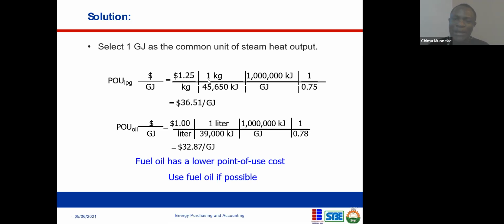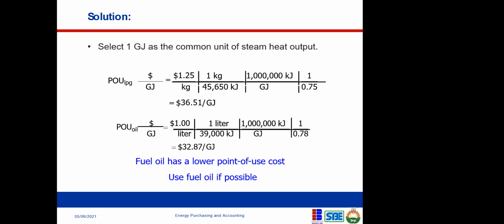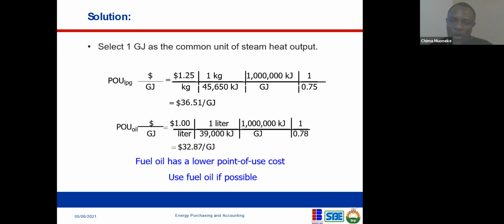So now we can compare the two of them. They are now both on the same base unit, gigajoule. So the LPG costs $36.51 per gigajoule, whereas the fuel oil is going to cost $32.87 per gigajoule. Now, which one would you recommend based on this? The lower one. Exactly. So the fuel oil has a lower point of use cost. So we recommend this lower one. But if you don't do this calculation, there's no way you can know which one to recommend. That's why it's important that you do this point of use calculation.